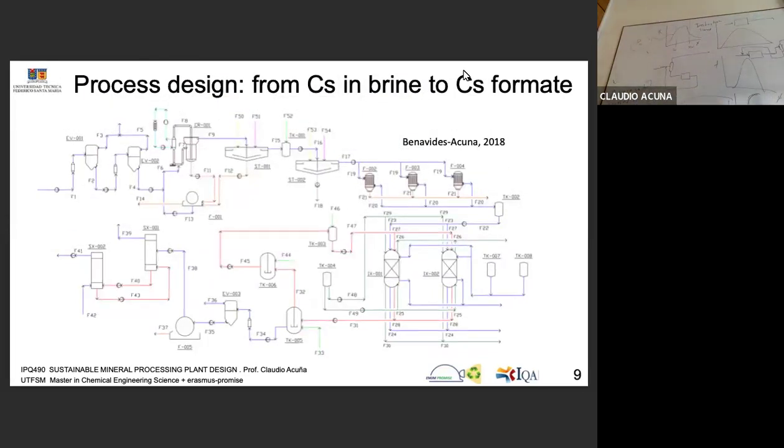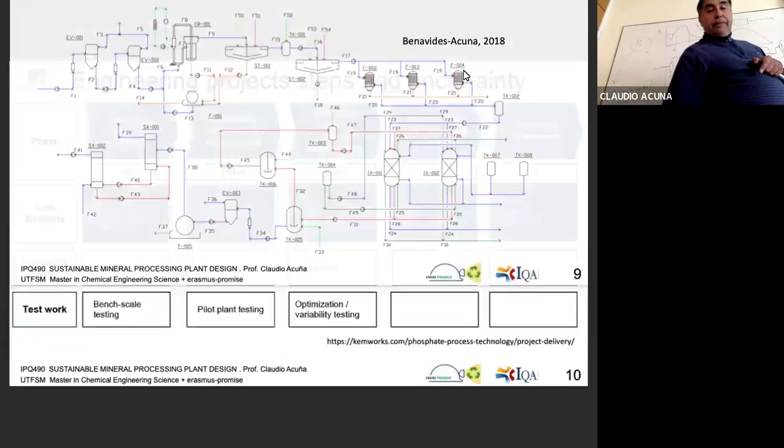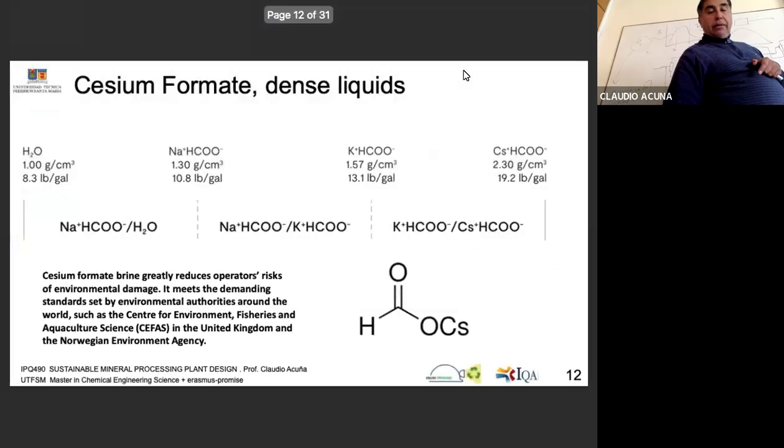This is the plant to produce a cesium compound that was developed by a chemical engineer student. Why do we start with that? Because there is a product. I'll come back to the flow sheet, I'll explain. Sorry, let me explain here.